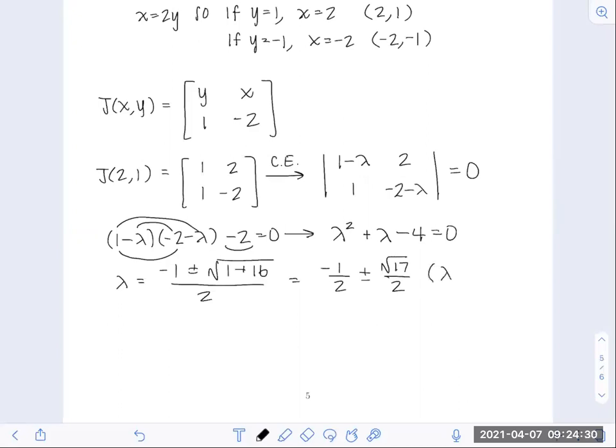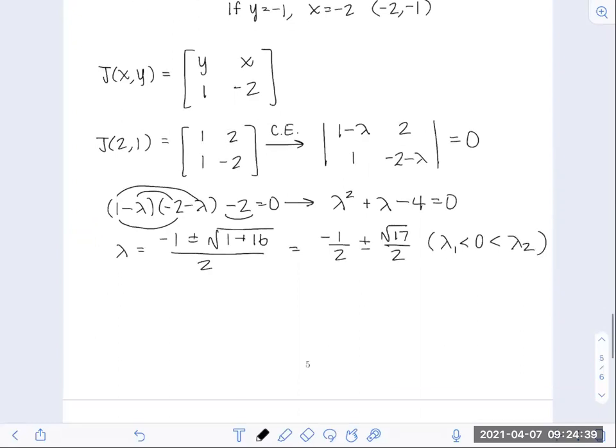So I'm just going to note that lambda 1 is less than 0, which is less than lambda 2. We are straddling 0 for these eigenvalues, and so we know that this is going to be an unstable saddle. So (2, 1) is an unstable saddle.